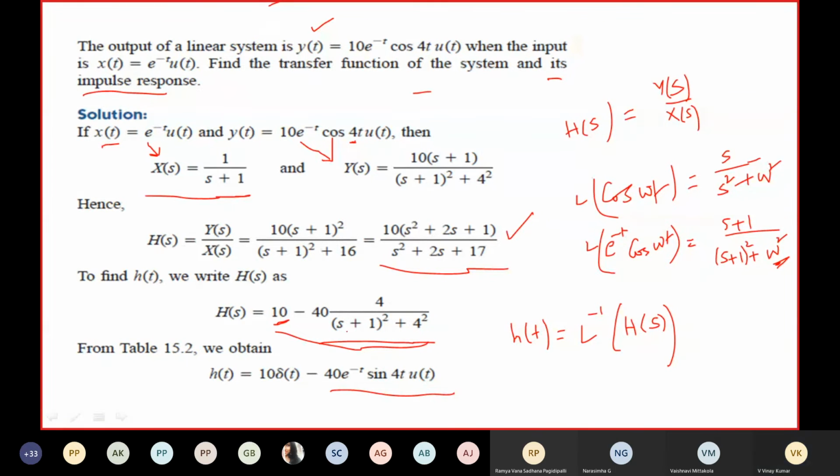See, here we have the frequency shifting operation. S plus 1 means you are going to get e power minus t, then sin 4t u of t. Frequency shifting operation.